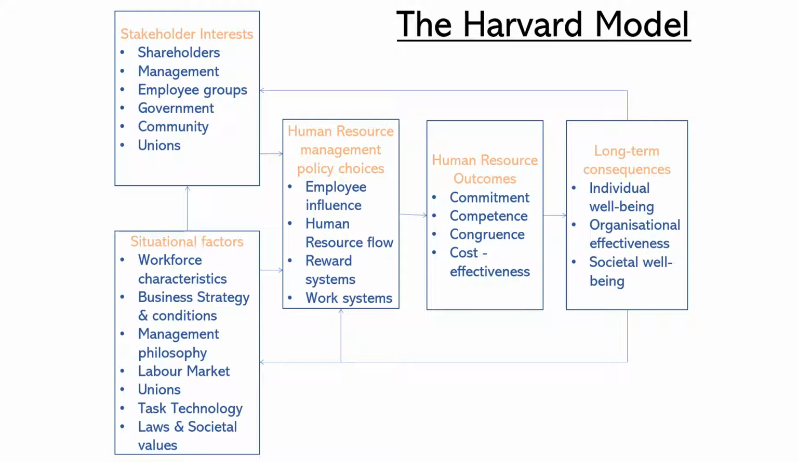Now, next one, when you frame all these policies, human resource outcomes will come. What is that? Employees' commitment will increase. Competence of the employees can be improved if you adopt a good HR policy. Congruence means a harmony, a unity will be there if you have better HR practices. Cost effectiveness: definitely if you implement proper HR policy and the employees are happy, you can save a lot of money, which will lead to long-term consequences.